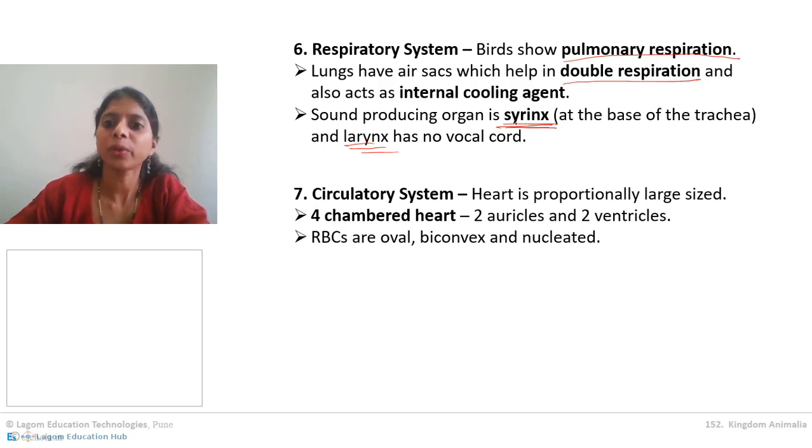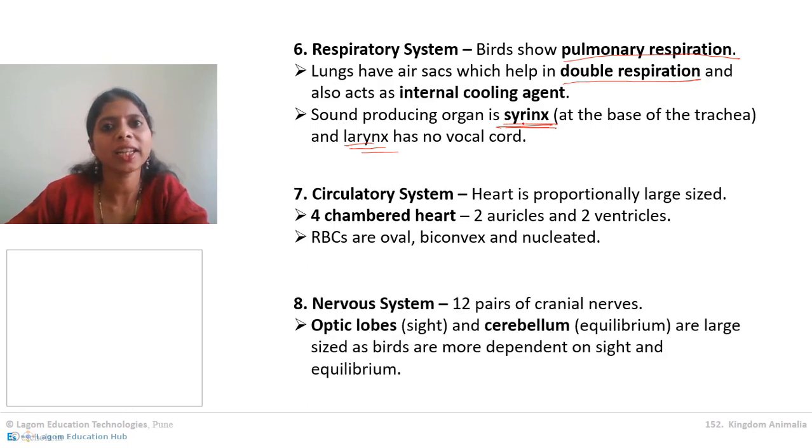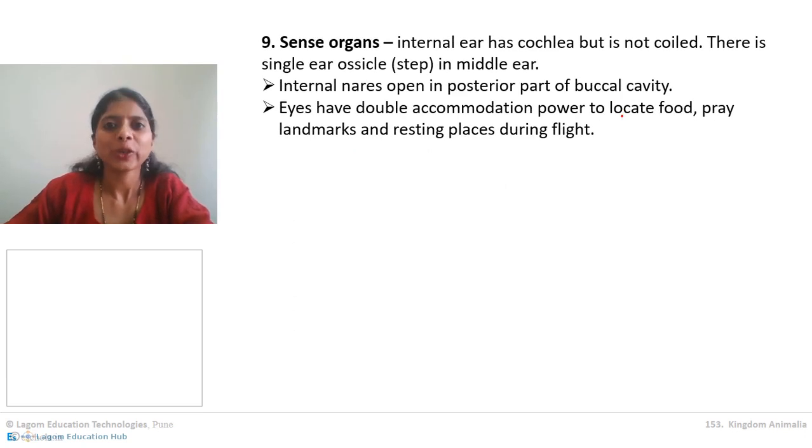Now the circulatory system: a 4-chambered heart, 2 auricles and 2 ventricles, and the size of the heart is a little bit larger than in any other animal compared to its size. Now a well developed nervous system with 12 cranial nerves, optic lobes for sight, and the cerebellum, for equilibrium, are very well developed. When we talk about sense organs, ears are well developed in birds, but there is only a single ear ossicle, meaning the bone present in the ear. In humans we have three bones inside the ear, but birds have only one.